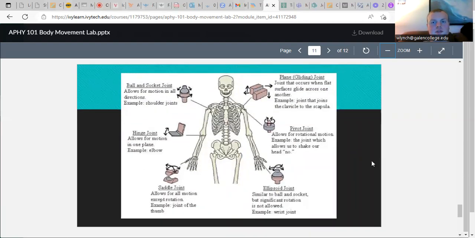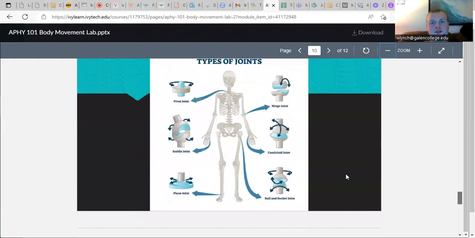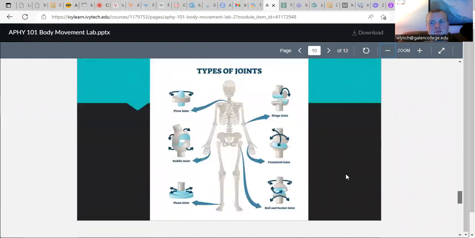So here's another example of this. You can see the example of the ball and socket at the shoulder here. We've got the hinge joint at the elbow, saddle joint at the thumb. See a gliding or plane joint here. See a pivot joint up here in the neck. And we see an ellipsoid joint, which is going to mean the same thing as the condyloid joint.